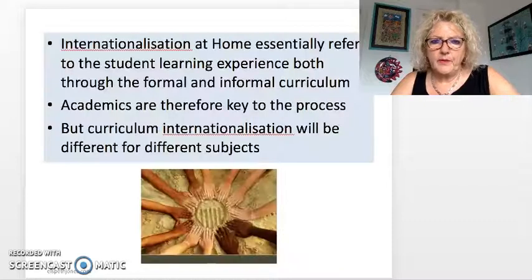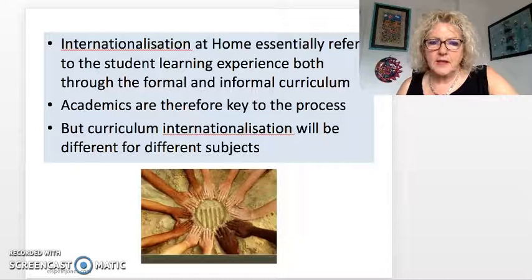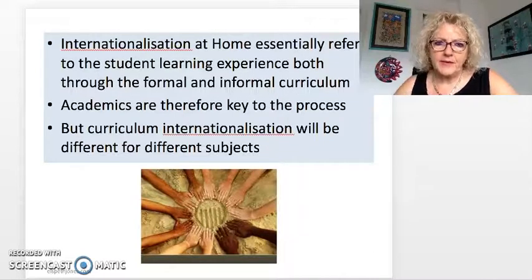The student learning experience occurs through both the formal and informal curriculum, but really the formal side is the one which we can have probably the greatest influence over. It's also perhaps that which is more difficult, and academics are key to the whole process.